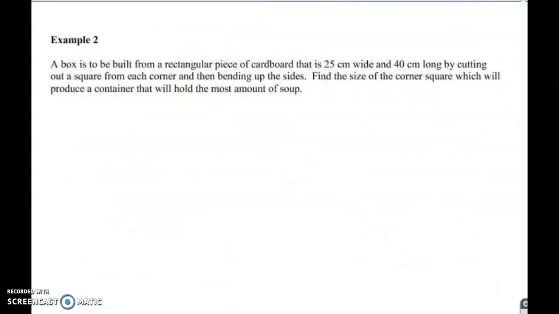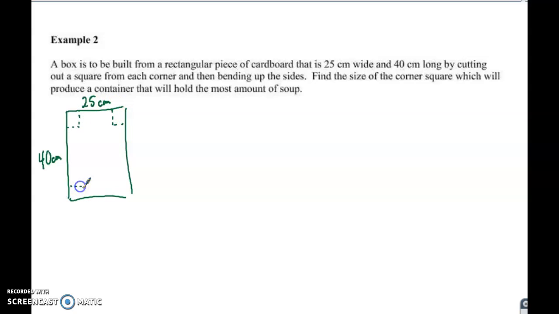So as I move on to the next problem, we have a box built from a rectangular piece of cardboard. So it might be worthwhile to draw that picture of a rectangular piece of cardboard, 25 centimeters, I'll write that up here, by 40 centimeters. It looks like we're cutting a square from each corner and then bending. Okay, so I'm reading this as a square from each corner.